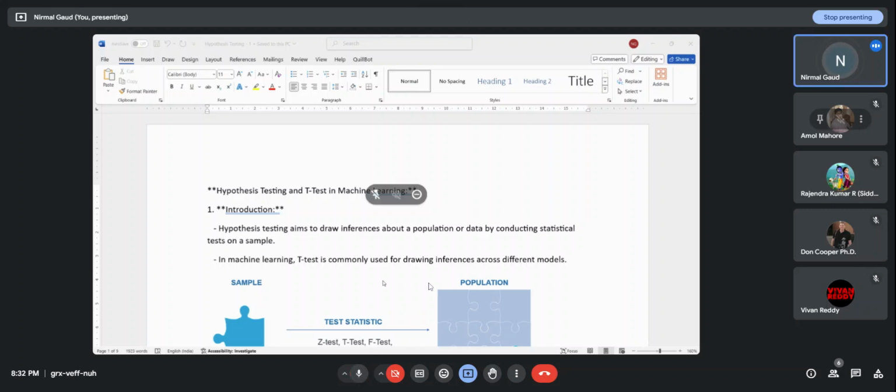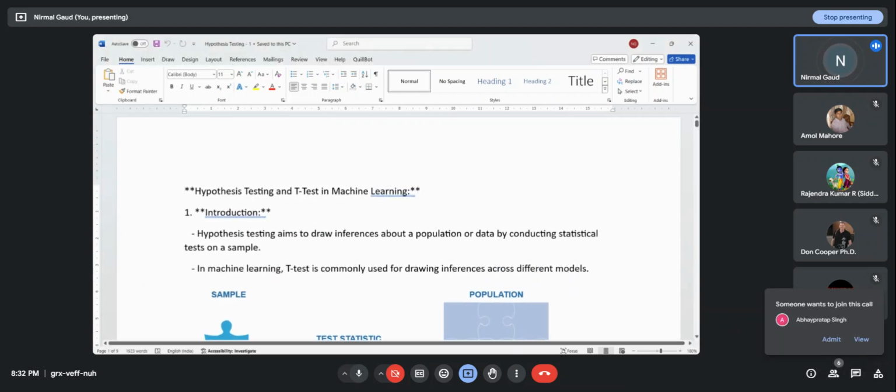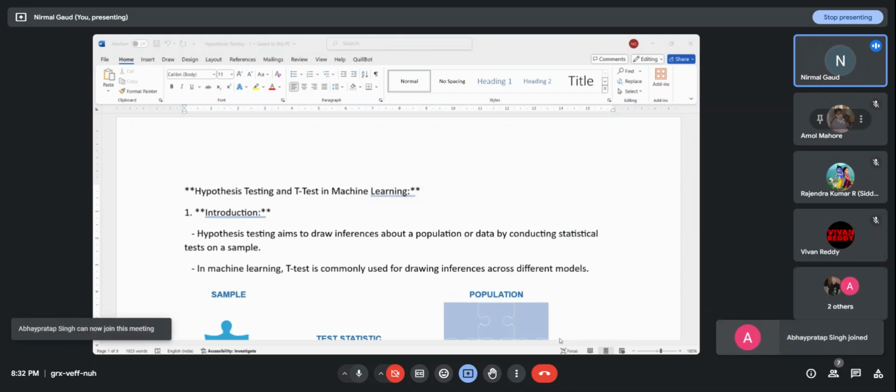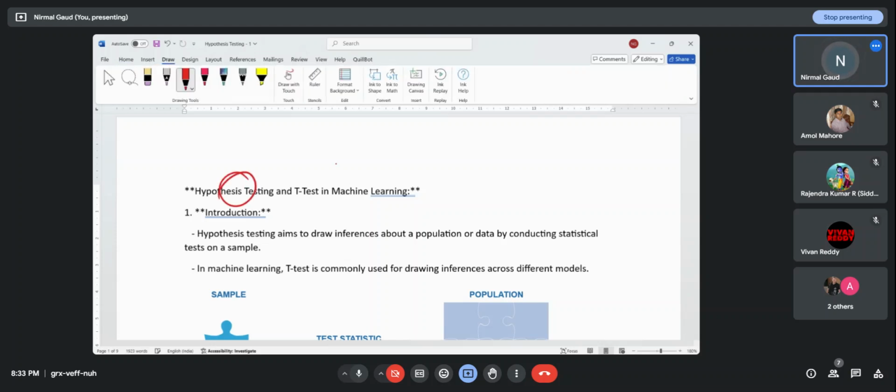Hello everyone. So we were studying hypothesis testing, and in the previous classes we studied ANOVA and the chi-square test. I want to discuss more about hypothesis testing, so we should have a recall related to it. Hypothesis testing and the t-test in machine learning.